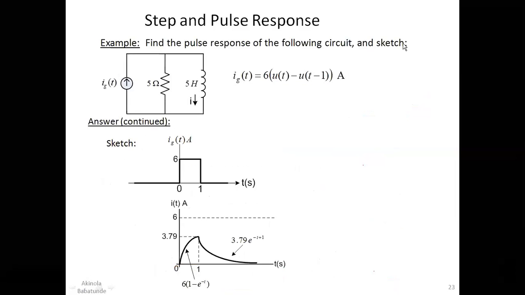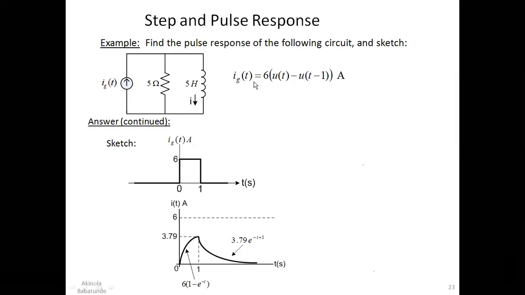The next thing you probably want to do is to sketch the function. Okay, so sketching the function becomes very easy. For t greater than 0 and less than 1, all right, this function here is going to be 1. So our i_g of t is going to be equal to 6 that we found out. So eventually you see that this is going to be 6 here. There's going to be 6 here.